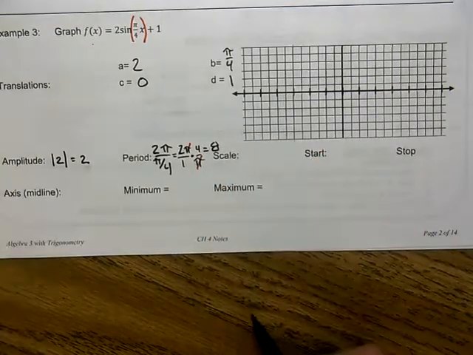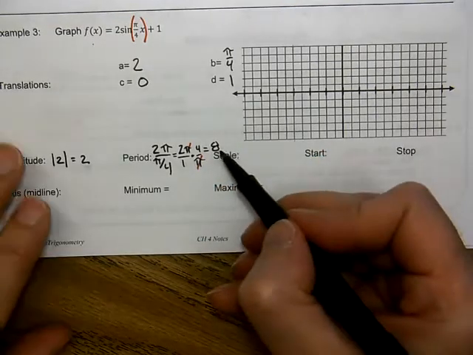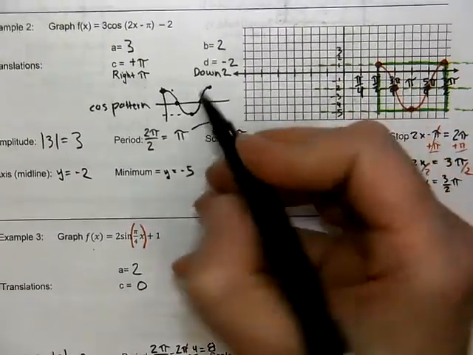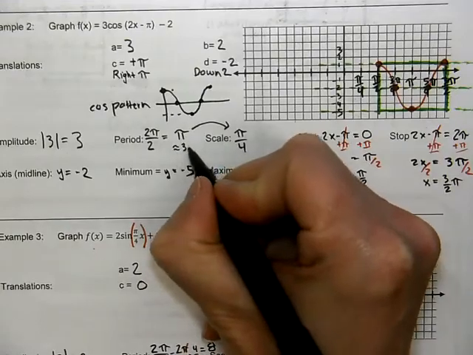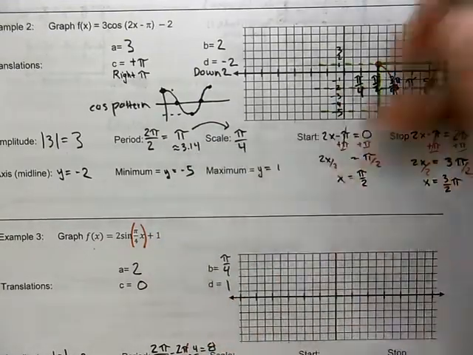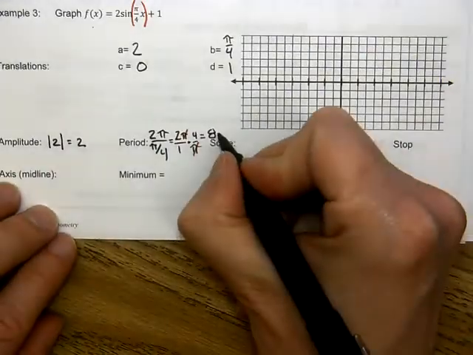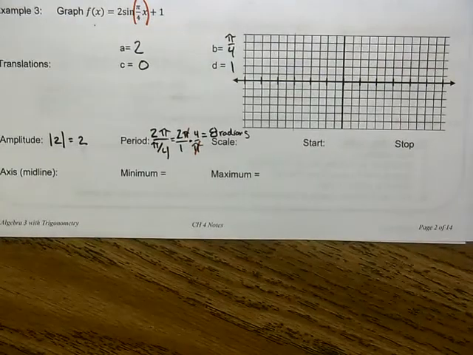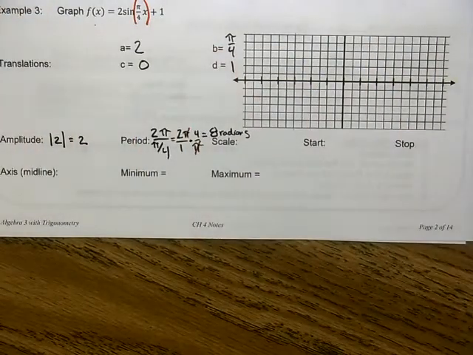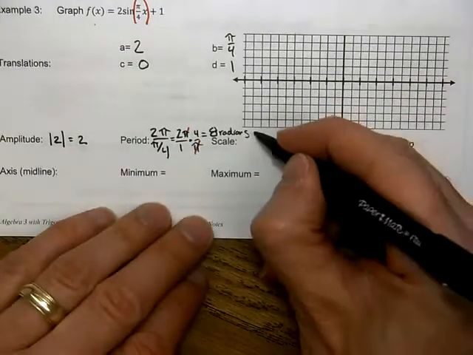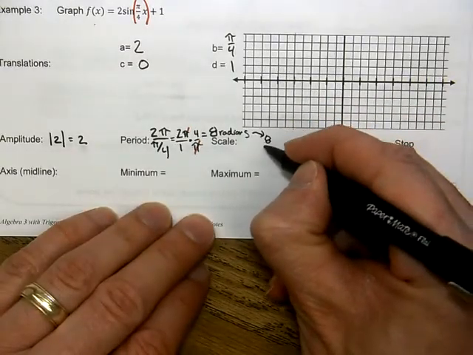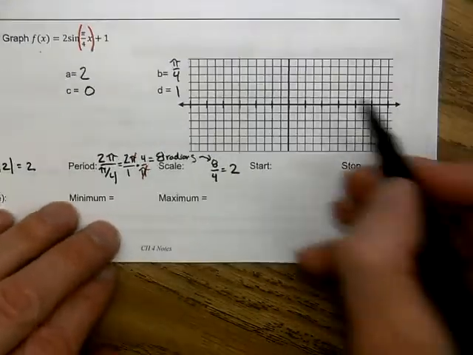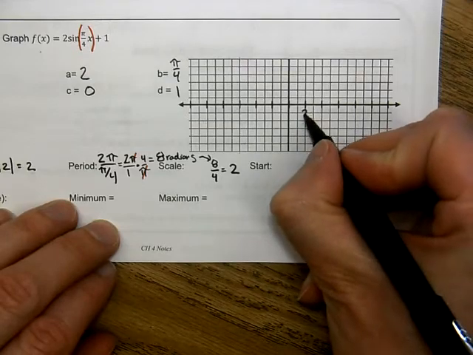Now, what in the world is that number representing? Because up to this point, our period has always been in terms of pi. Well, remember, pi is about 3.14 radians. Okay? So what we have here in example 3 is just 8 radians. So that's a whole lot bigger than pi radians, isn't it? So we are having a horizontal stretch. To find the scale, we're going to take that period, subdivide it into 4 equal parts, and that means our scale is 2 radians.